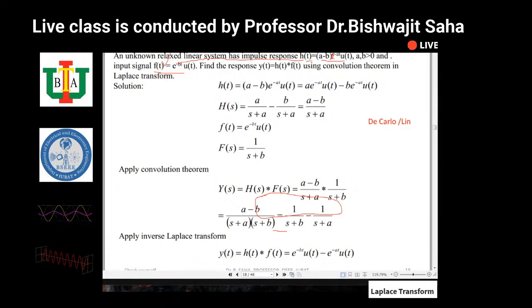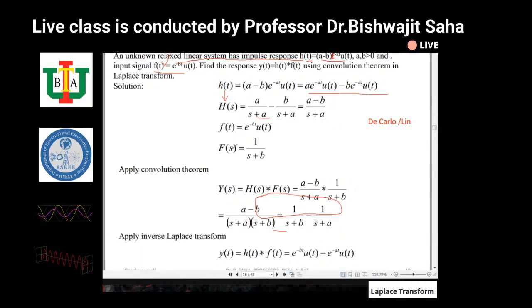Then h of t, e to the power minus at u of t, we can find out a e to the power minus at u of t minus b into e to the power minus at u of t. So if we apply Laplace transform here, then what did we get? A and e to the power minus at, what is that? S, 1 over s plus a. B is multiplied, so b, and e to the power minus at is 1 over s plus a. After that, rearranging the equation, we got a minus b divided by s plus 1.